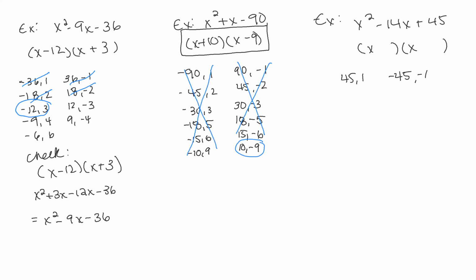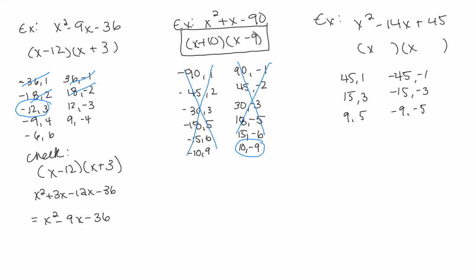Let's do positive just to keep it consistent. We could have 15 and 3, or negative 15 and negative 3. We could have 9 and 5, or negative 9 and negative 5. And I think that's all of the factors of 45. So which pair adds to give us negative 14?